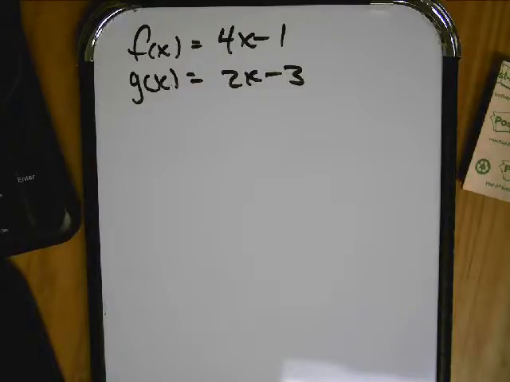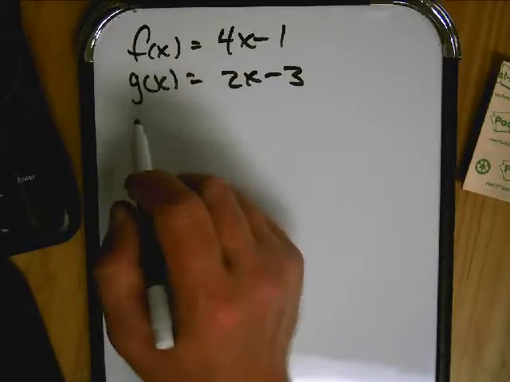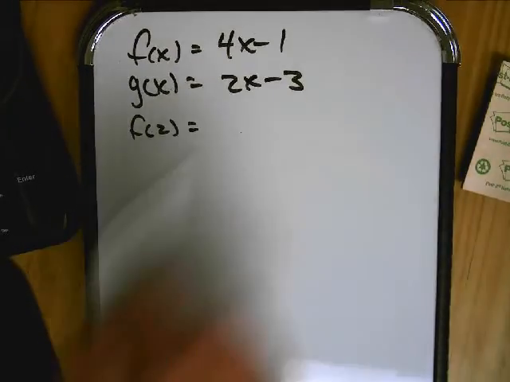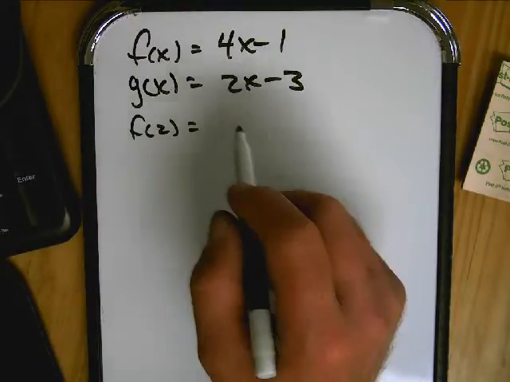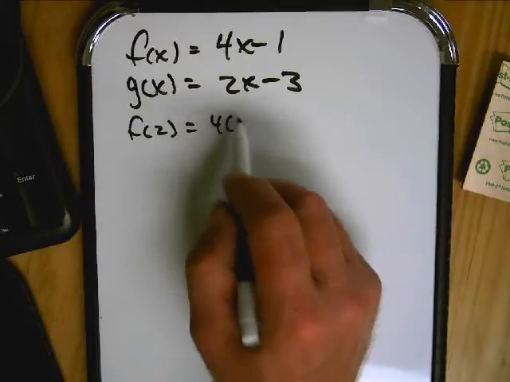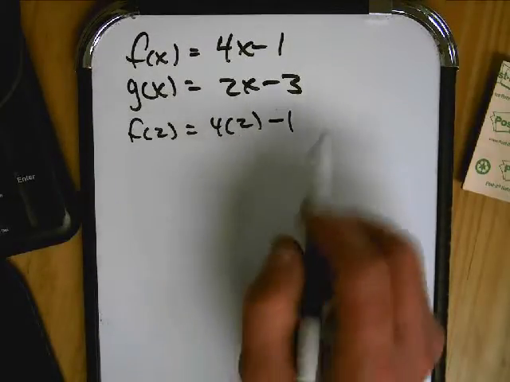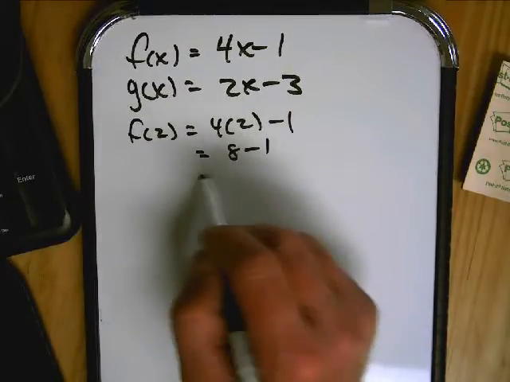Now, you've got two functions, f and g. You know what f of 2 is, correct? F of 2 is what? 4 times 2, subtract 1. 8 minus 1, which is 7.